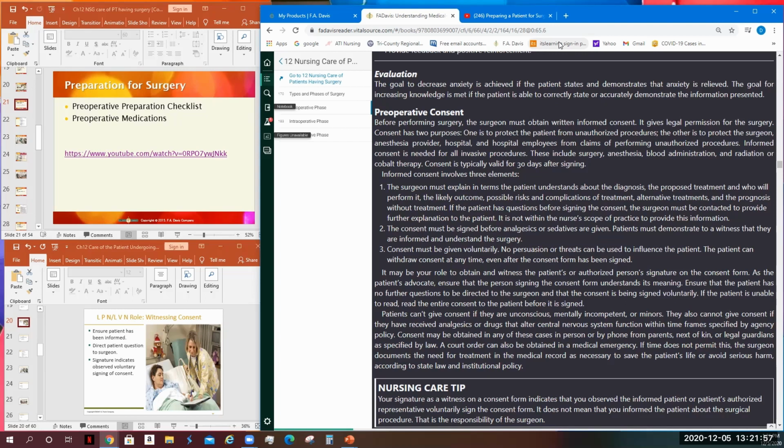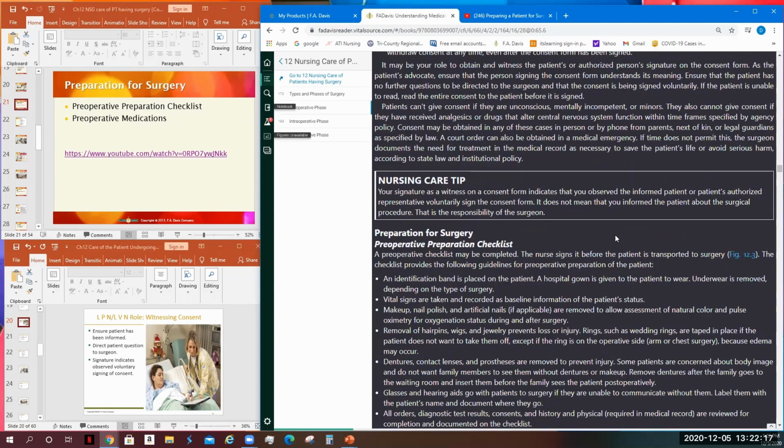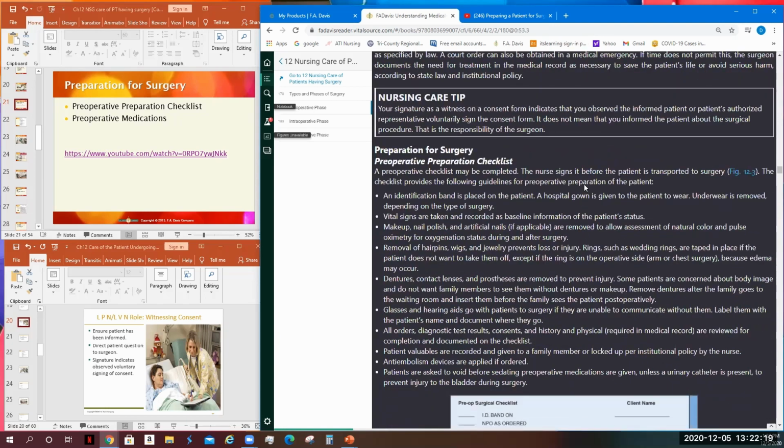A court order can also be obtained in a medical emergency. If time does not permit this, the surgeon documents the need for treatment in the medical record as necessary to save the patient's life or avoid serious harm, according to state law and institutional policy.